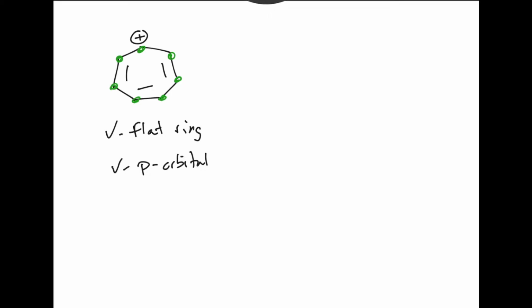And then how many electrons do we have in this ring of p orbitals? We have 6 total: 2, 4, 6. The carbocation is just giving us a p orbital for those electrons to move through, but isn't giving us any electrons. So this is going to be 6 electrons, so this is going to be aromatic.